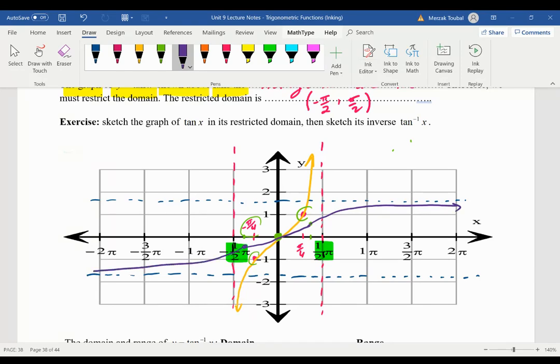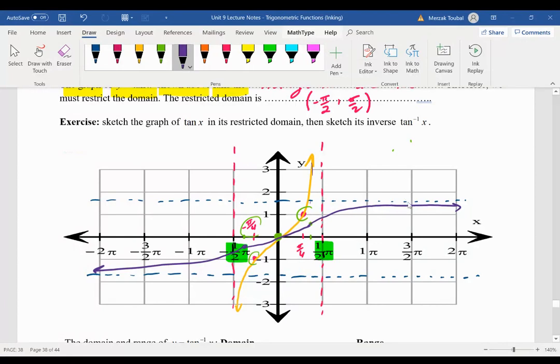Because if you look at the original graph, the yellow one, it goes to infinity and negative infinity. So the blue one will also go to infinity and negative infinity, because it's the inverse. And as you see, you can tell that these two curves, the purple and the yellow, are symmetric over the line y equals x.